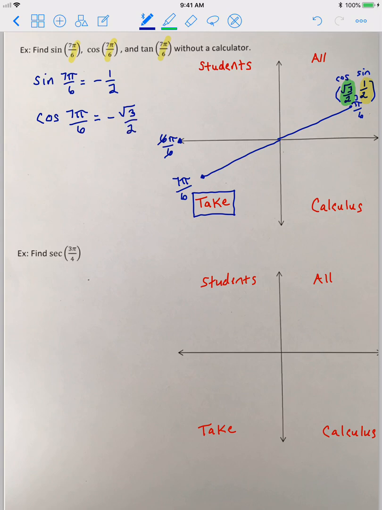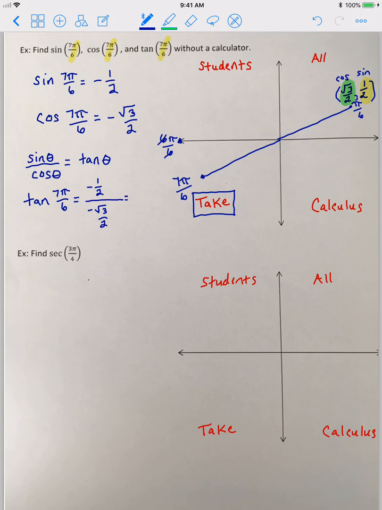And finally, your tangent. Here is an identity we probably haven't talked about yet. The sine of theta divided by the cosine of theta is equal to the tangent of theta. So with that information, because I already have the sine and I already have the cosine, I can figure out what the tangent is supposed to be. So the tangent of 7 pi over 6 should be what the sine of 7 pi over 6 is, which is negative 1/2, divided by the cosine of 7 pi over 6, which we said is negative root 3 over 2. So we are dividing fractions.